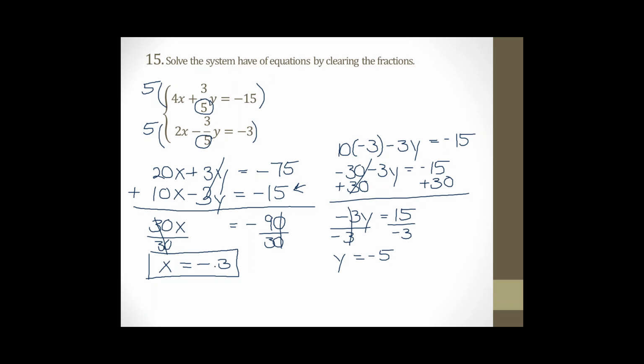So I basically got an x value and a y value, which means this system of equations is crossing at the point negative 3, negative 5. Right here. That's negative 3, comma, negative 5. Okay. If there are no questions, then I'm going to switch over to Professor Forsythe.